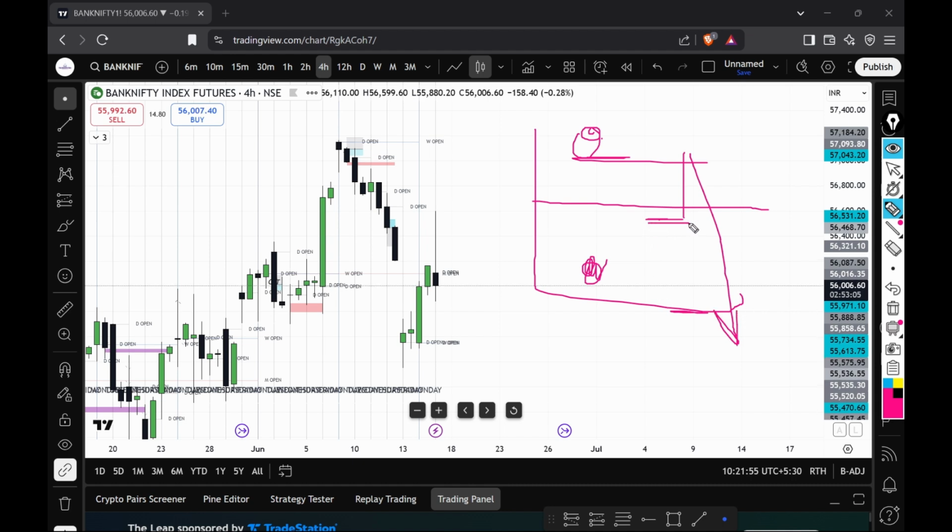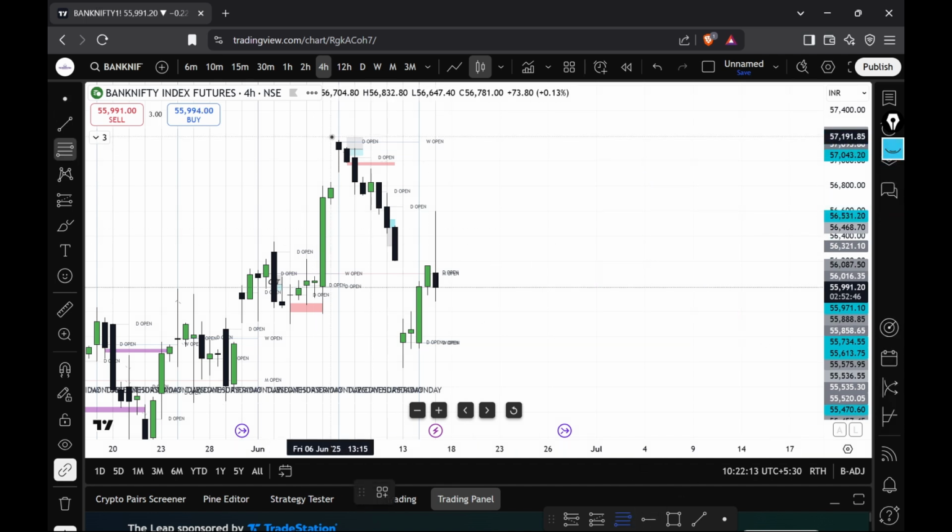The same thing, if market is here and you want to buy, don't buy here. You buy if market comes to that discount level, and if it hits any sort of point of interest from there, and you get any sort of confirmation, then you could long here. This is discount, this is premium zone.